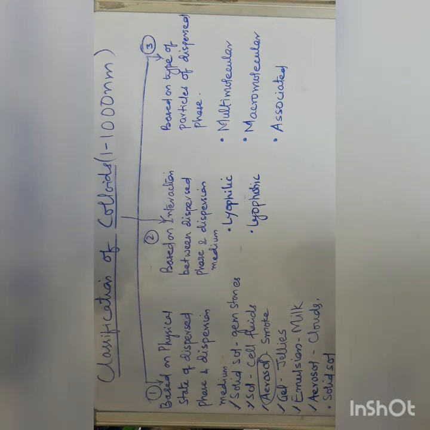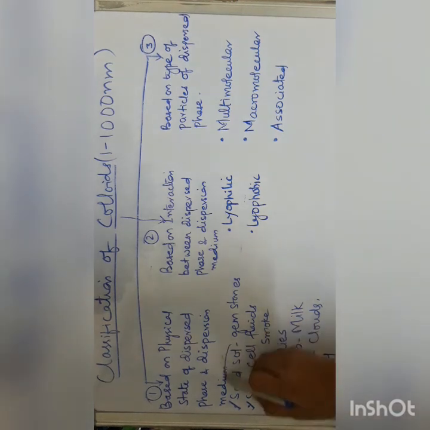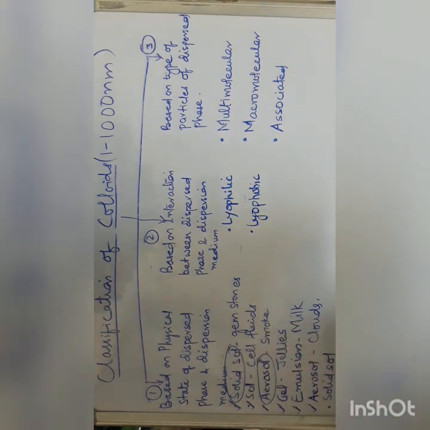Next kind is solid sol, where the dispersed phase is a gas and dispersion medium is a solid. They are called as solid sol. So this term also you have heard here. Solid sol, solid colloids are also called solid sol and gas-solid colloids are also called solid sol, because what is common in both, the solvent, that is dispersion medium, is in the solid state. So solid sol, under this the example is rubber, foam. These are the examples of solid sol.